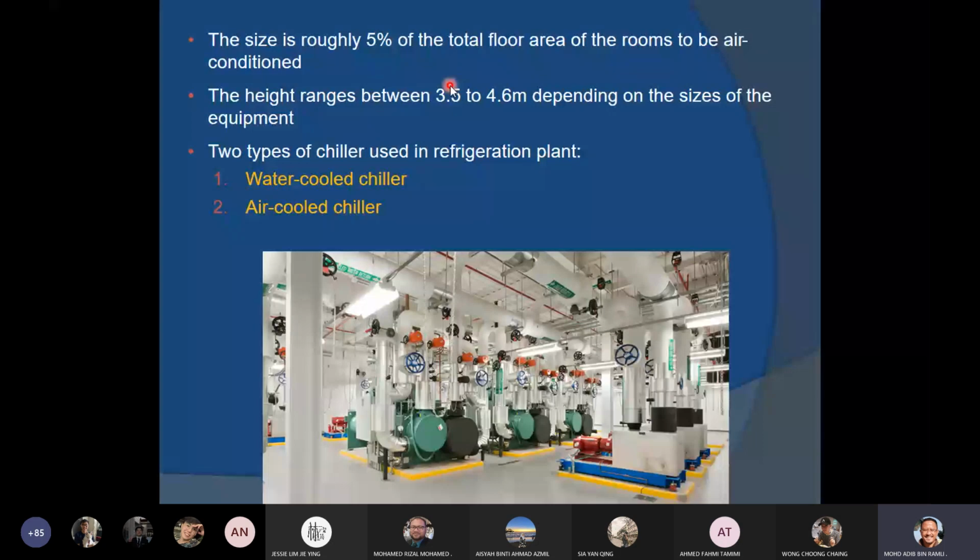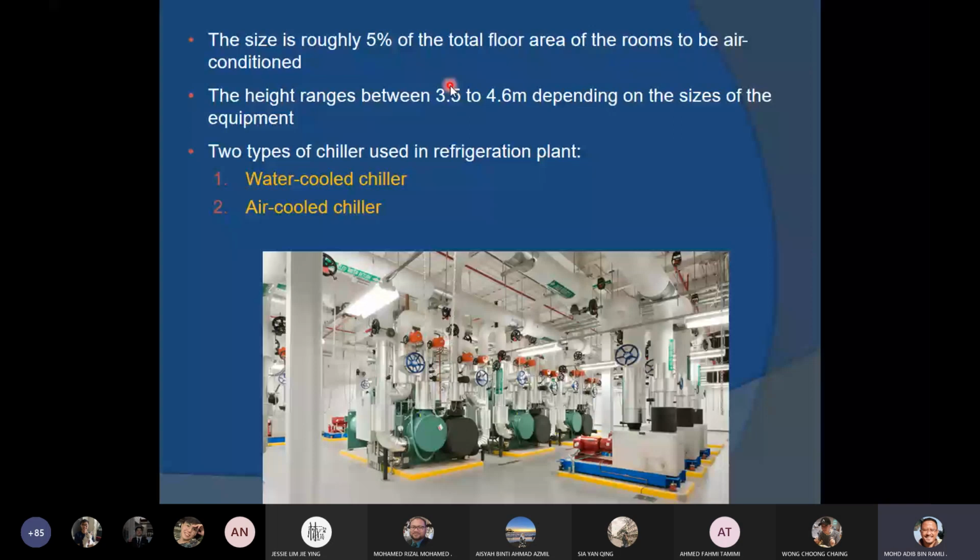But during the initial stage of design, during the schematic design, you need to somehow have an indication of where you're going to put this plant room, and the size shouldn't be too small, because if it's too small and then when the M&E look at the design and ask you to change or increase the size, it would disturb your spaces. So it's good to consider at least 5% of the total floor area, not the whole building, just for the rooms to be air conditioned.